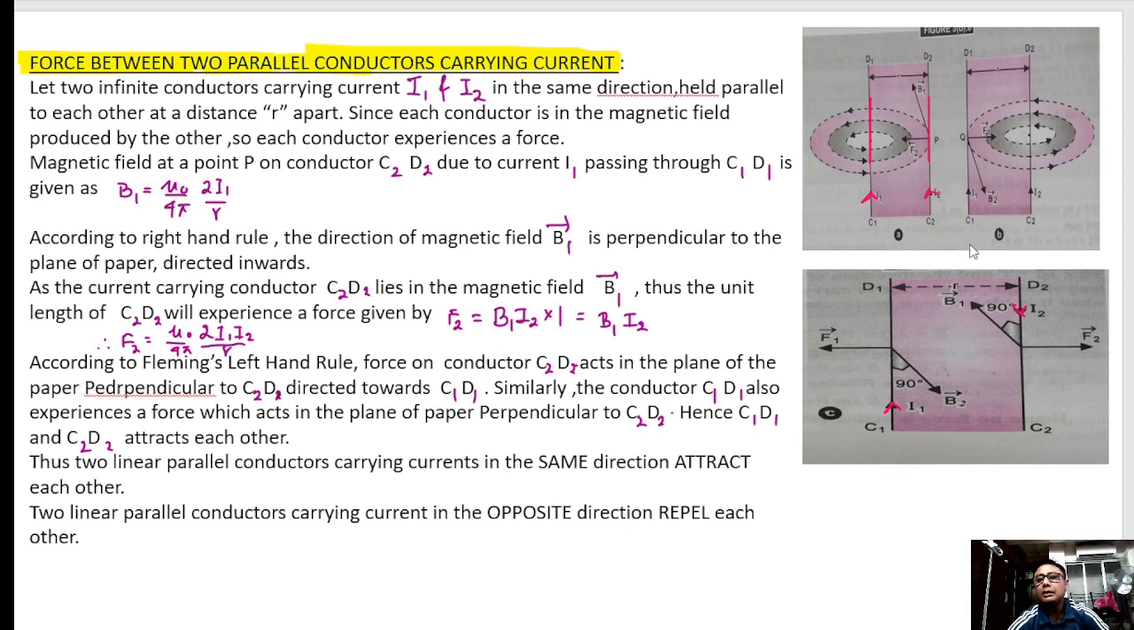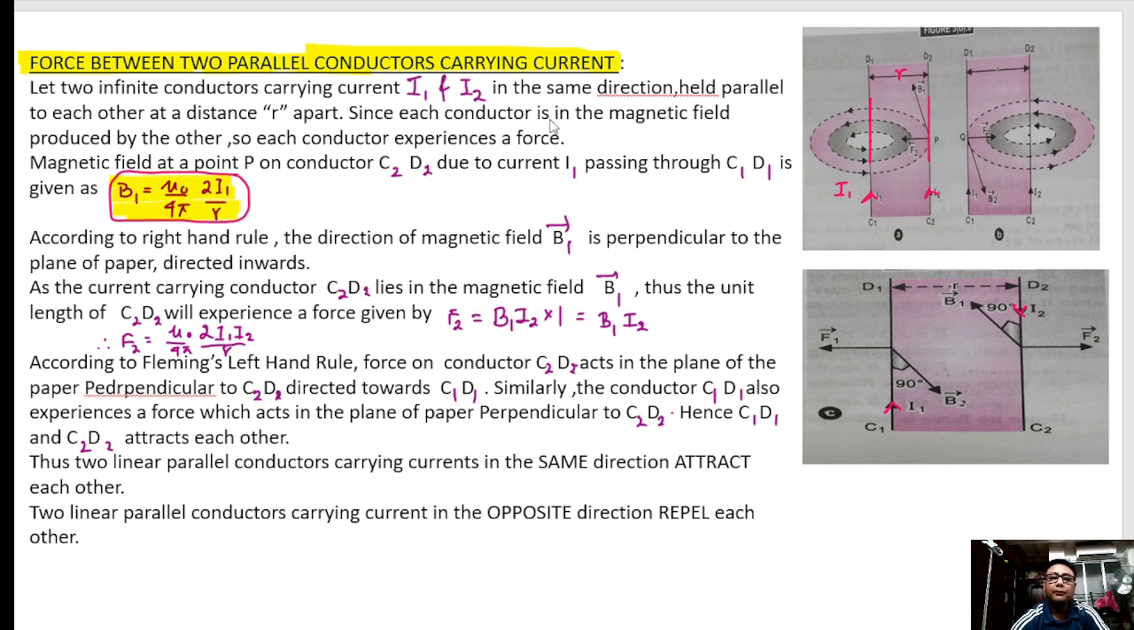Now let the two conductors be separated by a distance r. So watch here. The magnetic field due to this conductor flowing current I1, at a distance of r, is given by this formula. So the magnetic field due to the first wire at a distance of r is this.